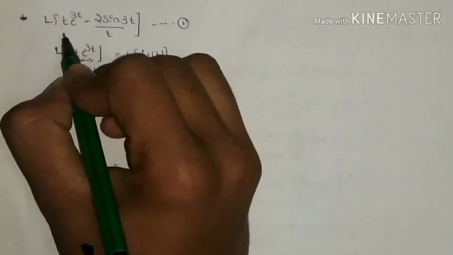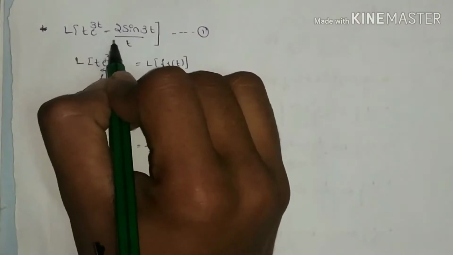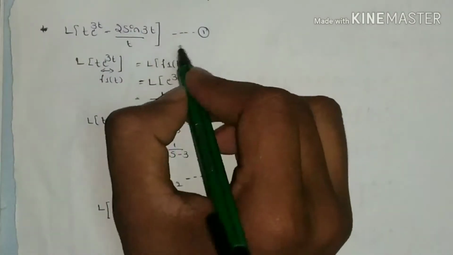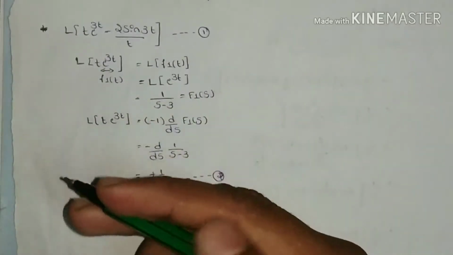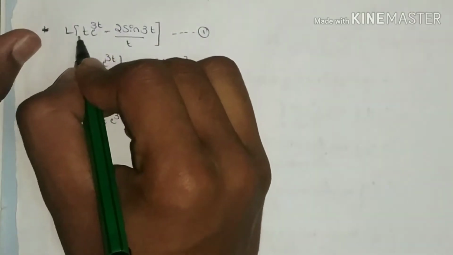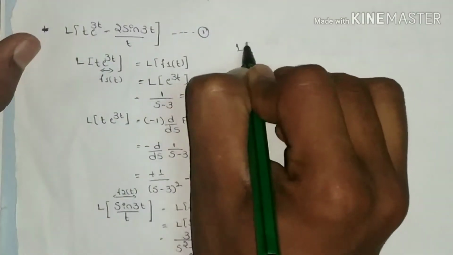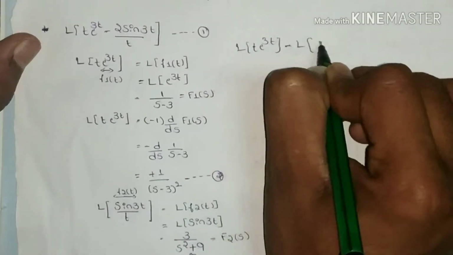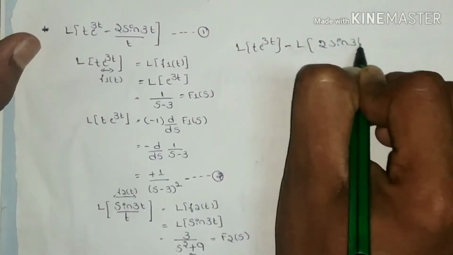So next question, Laplace transform of t into e raised to 3t minus 2 into sin 3t divided by t. Okay, that is called equation 1. Here, let us apply Laplace to both terms. It becomes Laplace of t into e raised to 3t as one term, and another term, Laplace transform of 2 into sin 3t divided by t.